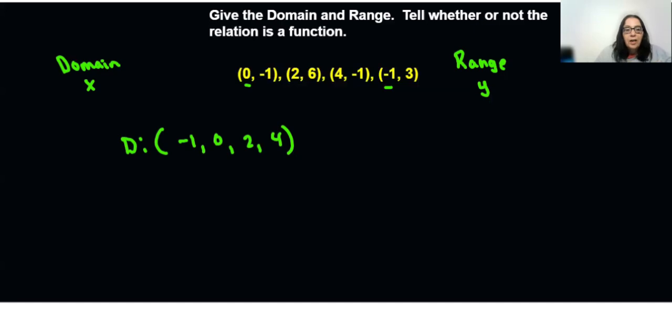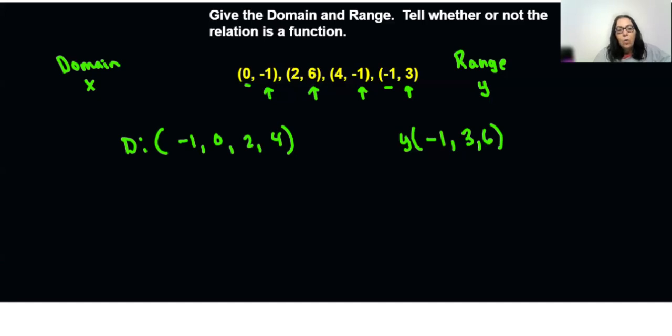All right. Now let's look at our range, our y values. Again, I'm going to put them from smallest to largest. I've got a -1, a 6, a -1, and a 3. So -1, you don't need to list a -1 twice. You only need to list it once. -1, 3, and 6. Those are my y values.